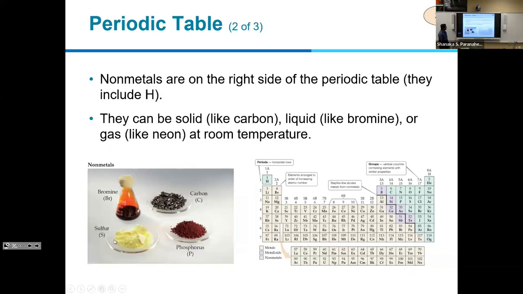And next, non-metals. The non-metals are on the right side of the zigzag line. Non-metals can be solid, liquid, or gas at room temperature. For example, nitrogen, oxygen, those are gases. Carbon, sulfur, those are non-metal solids. Bromine is a liquid, fluorine is a gas. So bromine is a liquid. These are the actual elements from some of the non-metals.